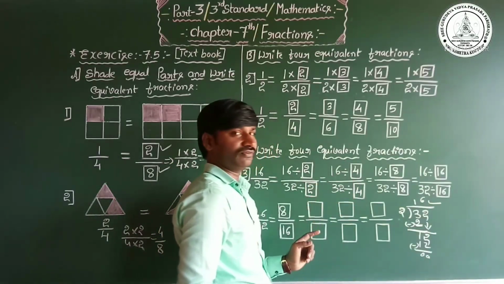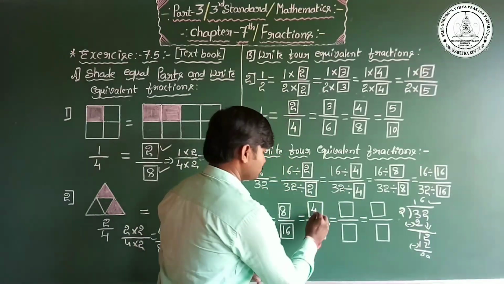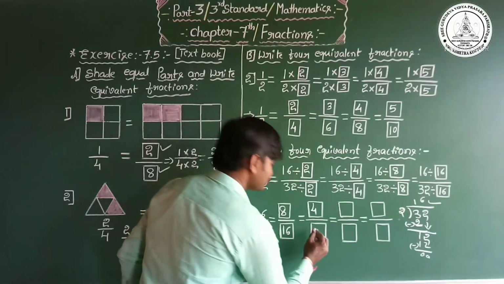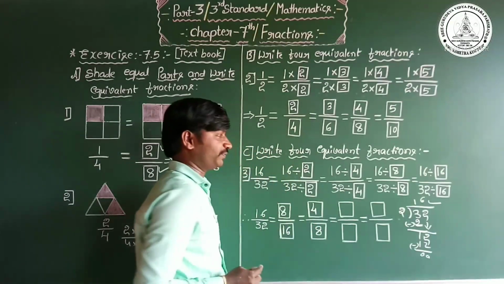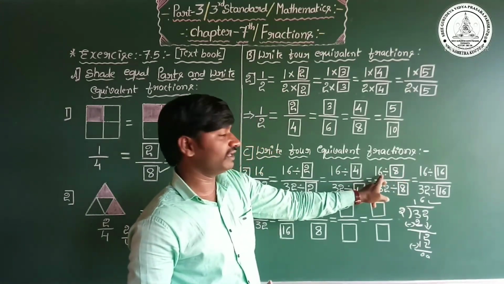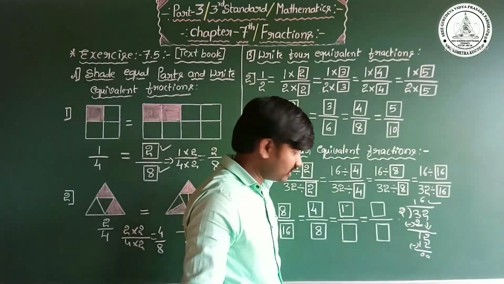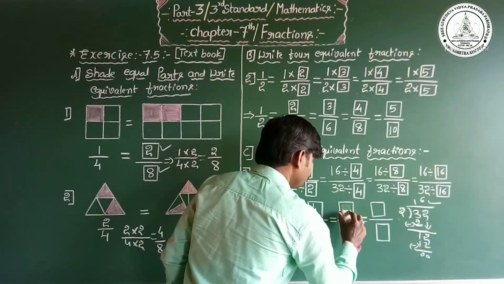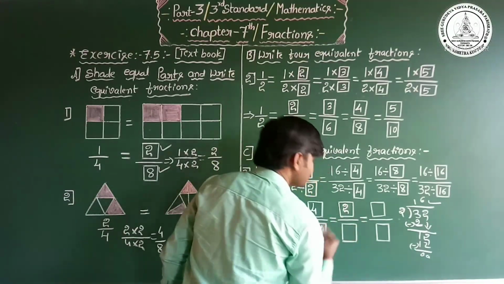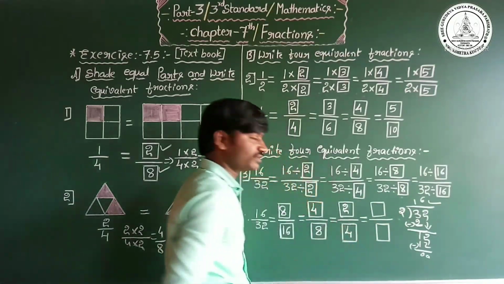The next, 16 divided by 4. 4 how much is 16? 4 4s are 16. Yes, dear student, right. 4 how much is 32? 4 8s are 32. Yes, dear student. 8 how much is 16? 8 2s are 16. The next, 8 how much is 32? 8 4s are 32. Yes, dear student.